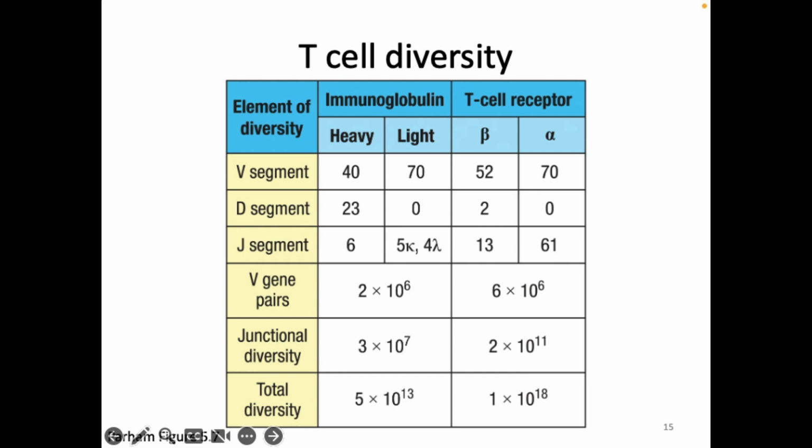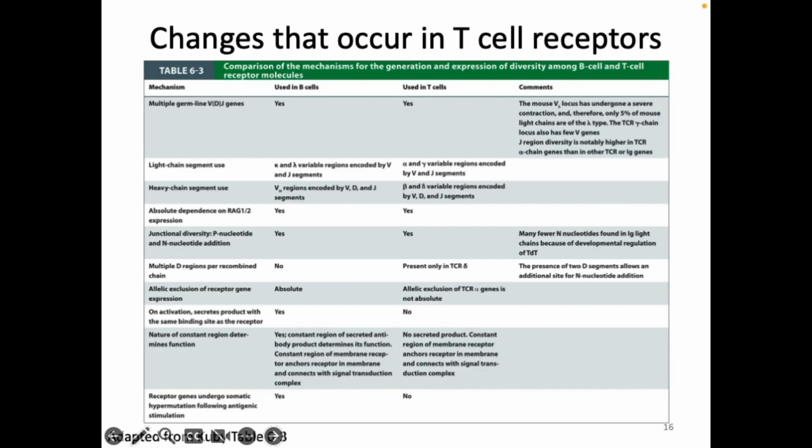Otherwise, when we think about T cell diversity, we really are getting a lot of the same types of things going on that we saw with B cells. The exact numbers of V's, D's, and J's is different. The exact details of how junctional diversity works is different. So we get a different number, but it's the same general idea of using combinatorial diversity and junctional diversity to get this diversity.